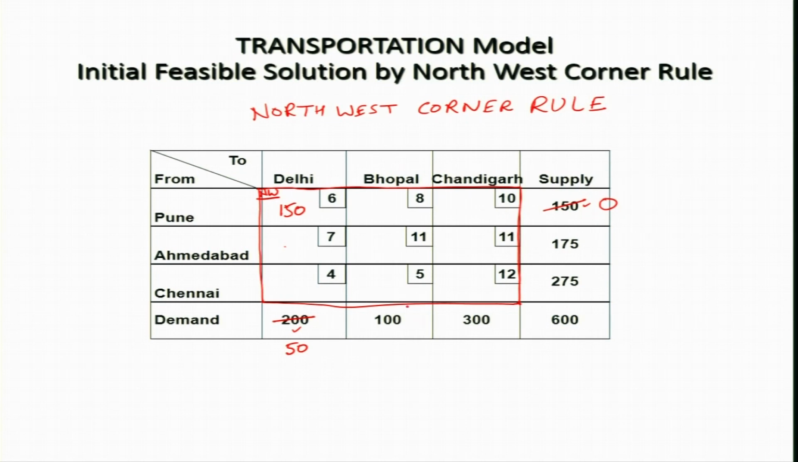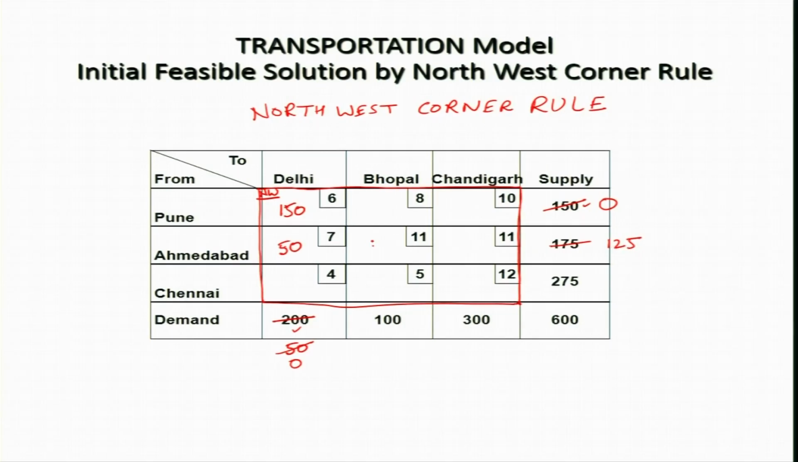Now, the next cell which I am going to fill is this one. How much can I transport from Ahmedabad to Delhi? 50 and 175. Out of the two, the minimum is 50. So, I will transport 50 units from Ahmedabad to Delhi. So, nothing is required there, and here I am left with 125 units. Now I am not going downward, I will go in the rightward direction.